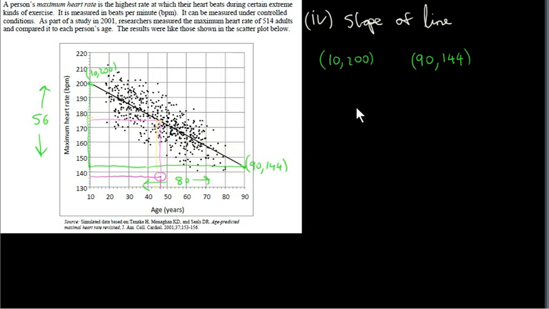So the slope of the line: this distance is y2 minus y1, and this distance here is x2 minus x1. So it's y2 minus y1 over x2 minus x1. That's the slope of a line. So we have 56 over 80. Now this is the magnitude of the slope of the line, but we realize that this line has negative slope. So we stick a minus sign in here. So we get a line with a slope of minus 0.7.